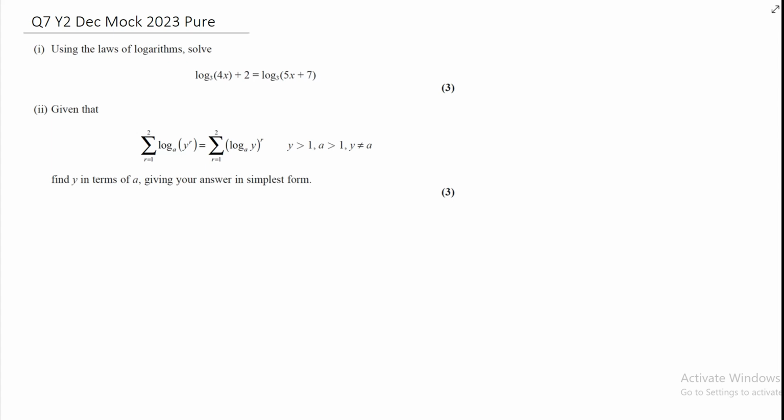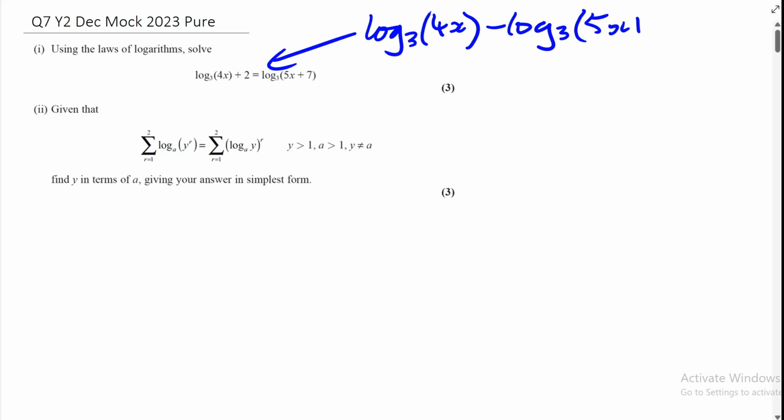Question 7 on logarithms. So for part 1, we want to solve this. I would get all the logs on one side and stick the 2 on the other side. Personally, there's probably other ways of doing this, but I would do this first. So you've got -2 over there.